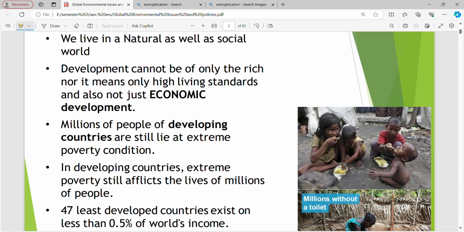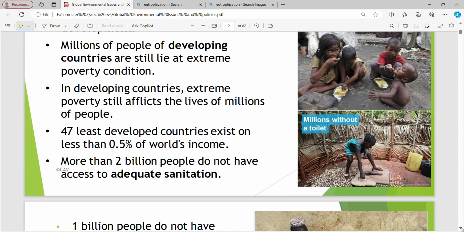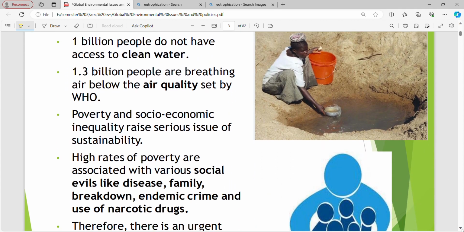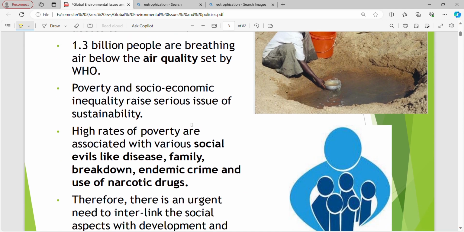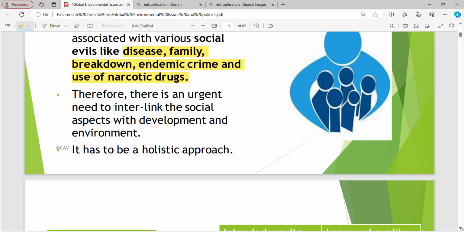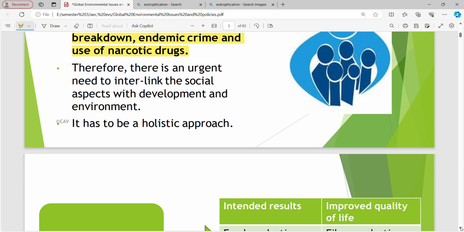So millions of people of developing countries are still in extreme poverty. 47 least developed countries exist on less than 0.5% of the world's income. More than 2 billion people do not have access to adequate sanitation. 1 billion people do not have access to clean water. 1.3 billion do not even have access to clean air, that is, they breathe air that is below the air quality set by the World Health Organization. Poverty and socio-economic inequality raise serious issues of sustainability. High rates of poverty are associated with various social evils like disease, family breakdown, endemic crime, use of narcotic drugs and all. Therefore, there is an urgent need to interlink the social aspects with development and environment. It has to be a holistic approach.